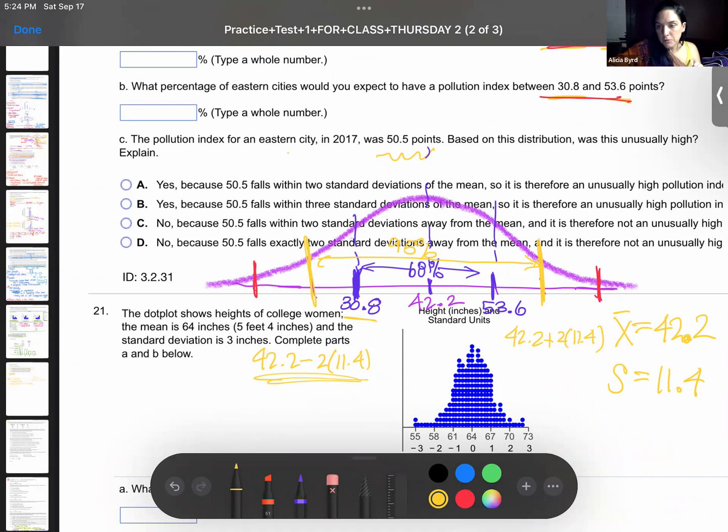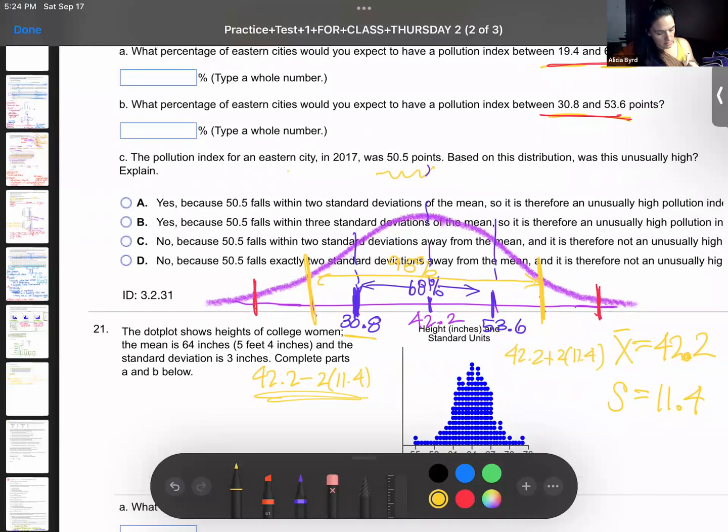So if I take 42.2 minus twice 11.4, I will get 19.4. Good. Checking it. I took a shortcut in my head. I want to make sure that was right. So this one should be 19.4. Oh, goodness. My iPad moved.